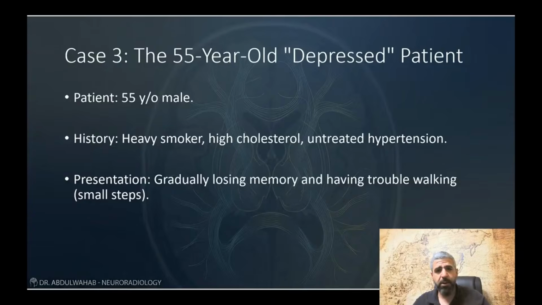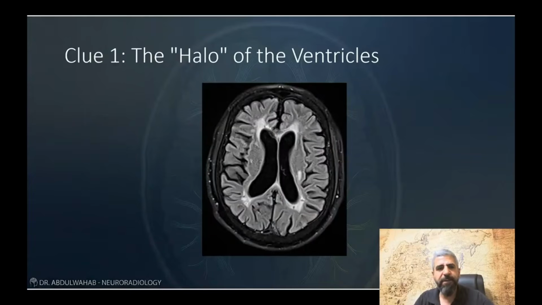He's a heavy smoker, with high cholesterol and untreated hypertension, gradually losing memory and having trouble walking. So, is this just aging? Clue number 1 is the halo of the ventricles. Look at the ventricles. They have thick white borders here and there. This isn't fingers like MS. It is a smooth cap, like a hat, and band. We call this leukoaraiosis.